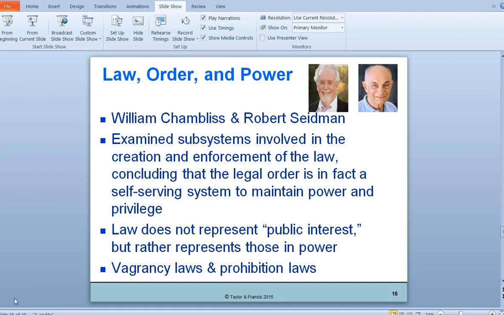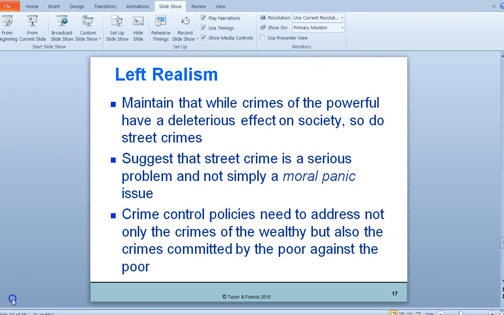But they believed that the law does not represent the public interest, but rather that it represents those in power. Now we're just going to briefly touch on some more contemporary critical thoughts. There are 3 contemporary streams of thought.